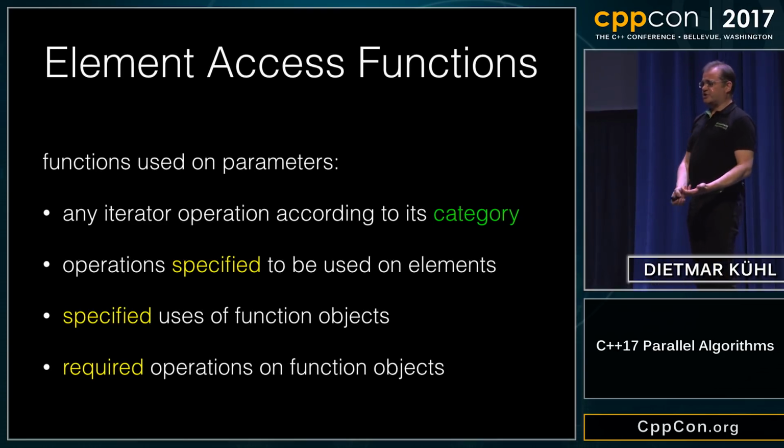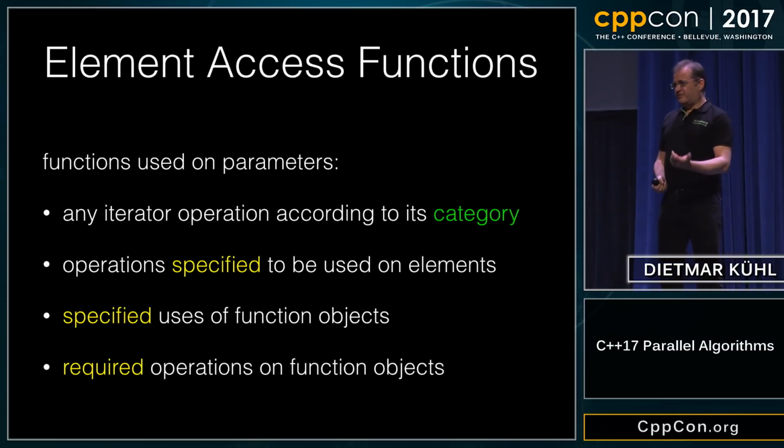Likewise, all the operational and function objects. What does not qualify as an element access function is anything which the algorithm may want to use and may try to sniff out whether such a function exists. We can do that quite easily with metaprogramming.